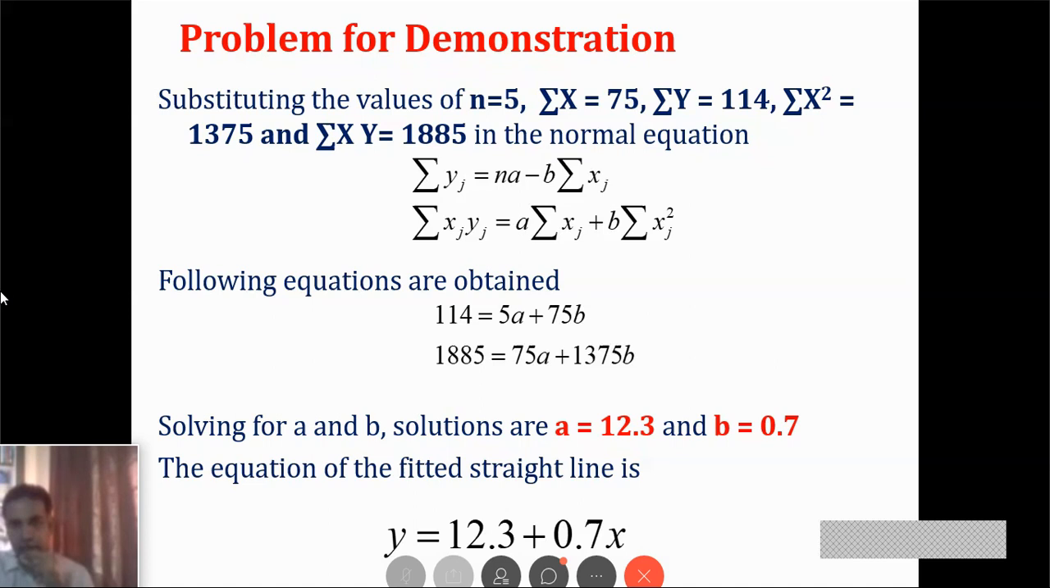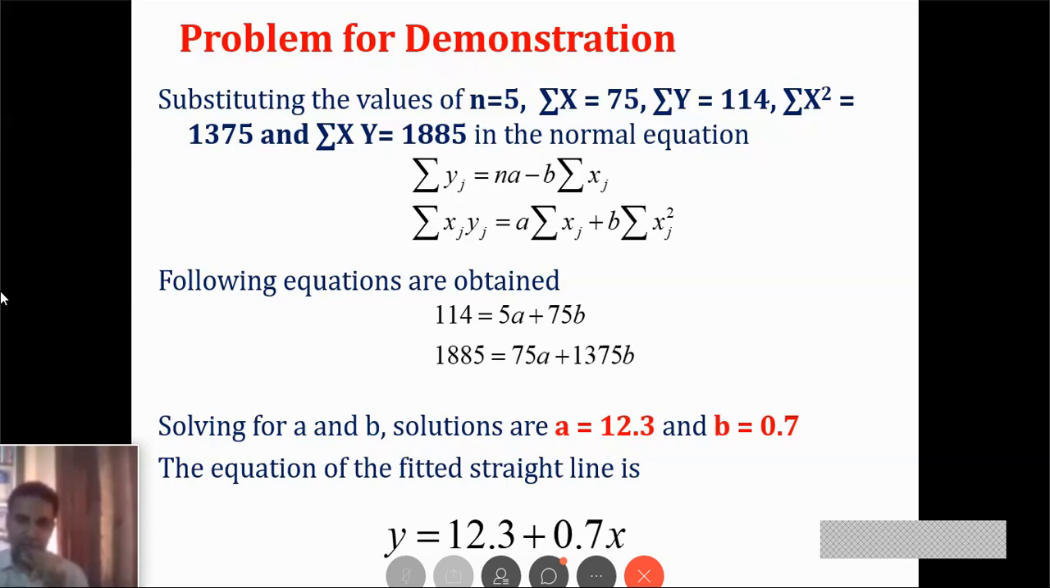So Na plus dΣx, Na plus dΣx. That's what it is. N is 5a plus d into Σx is 75, and this is 75. This is 135, Σx squared, and Σxy sum is 1885. So that's the linear equation to solve, and you get this straight. So solve, and this is how you fit a straight line.